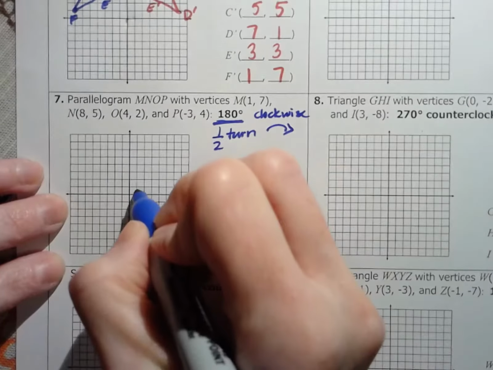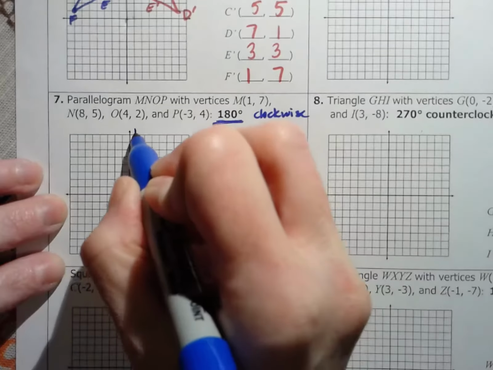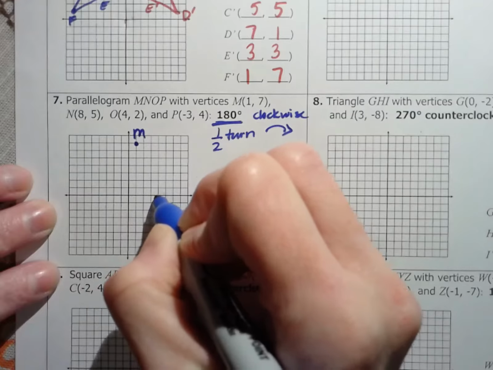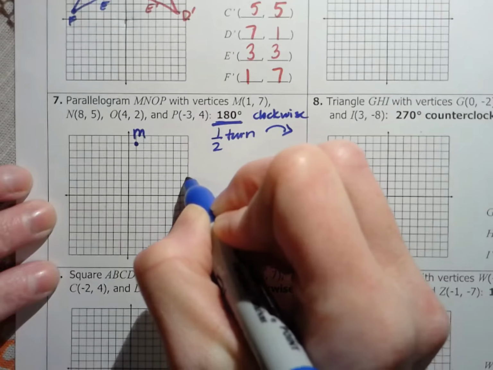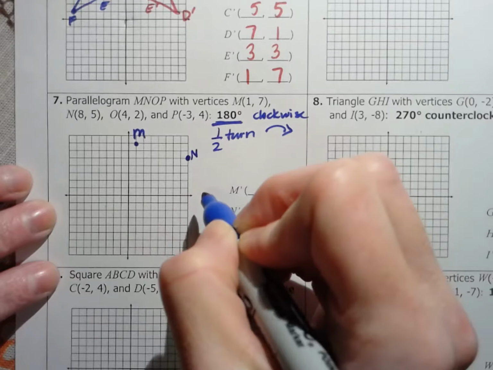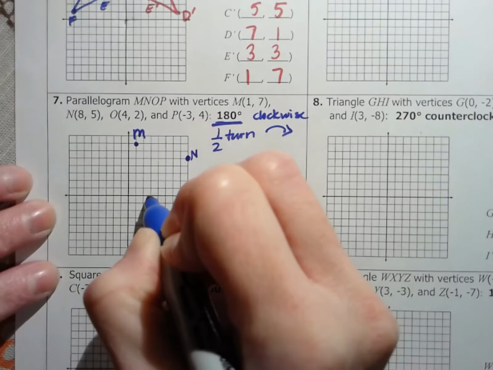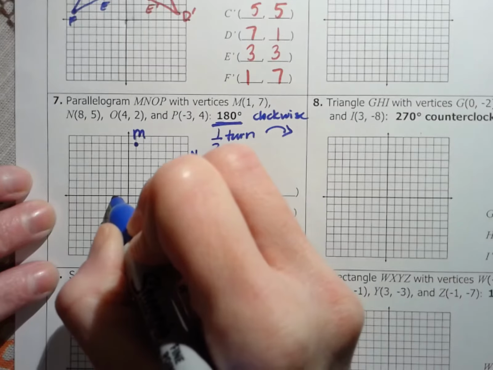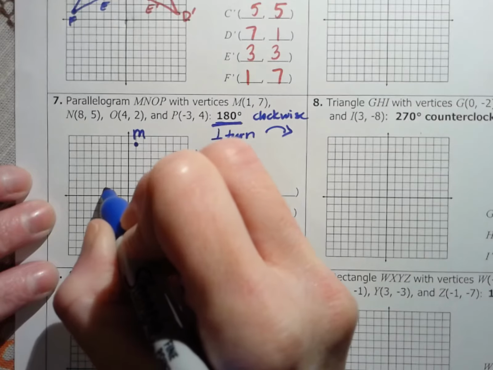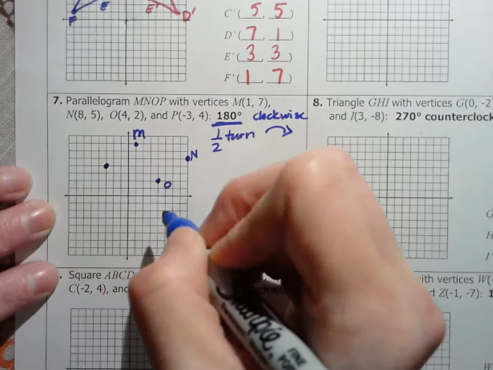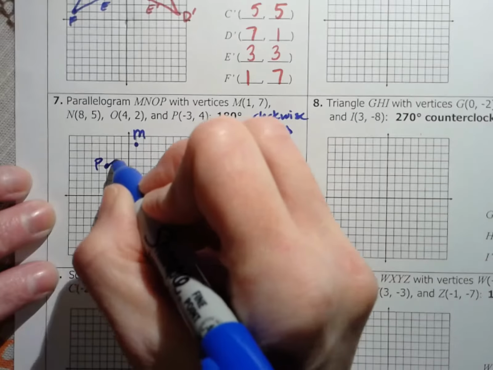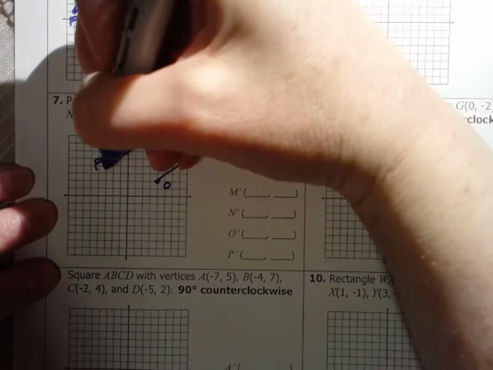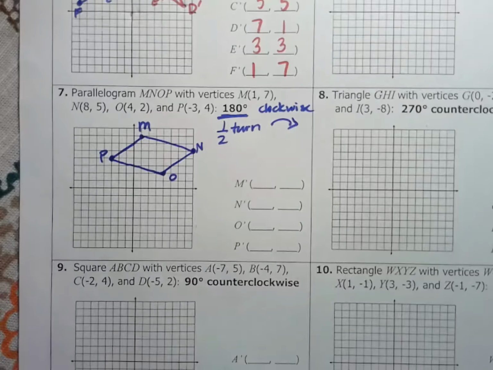M is 1, 7. N is 8, 5. O is 4, 2. And P is -3, 4. And this does look like a parallelogram. So I'm good here.